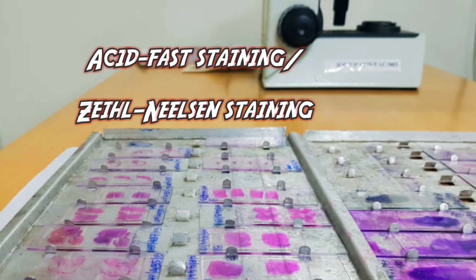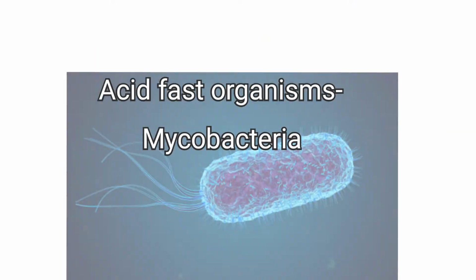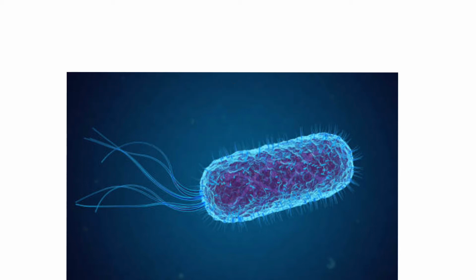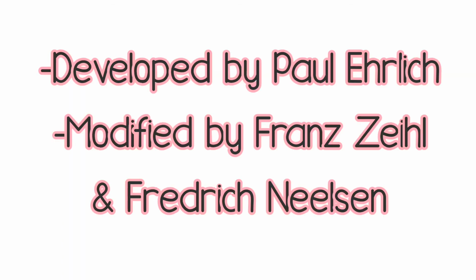Hello everyone, in today's video we are going to learn about acid-fast staining or Ziehl-Neelsen staining. This type of staining is mainly used to identify acid-fast organisms, mainly Mycobacteria. It is named after two German doctors who modified the stain: bacteriologist Franz Ziehl and pathologist Friedrich Neelsen.